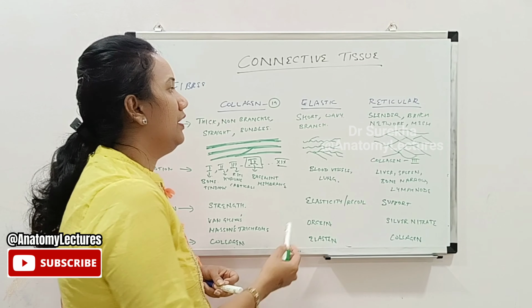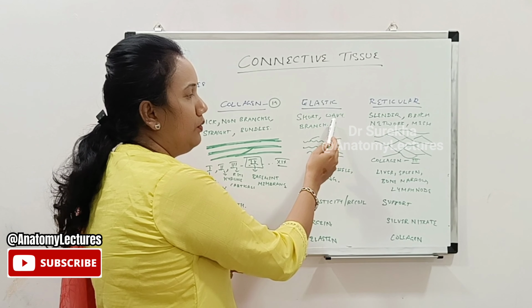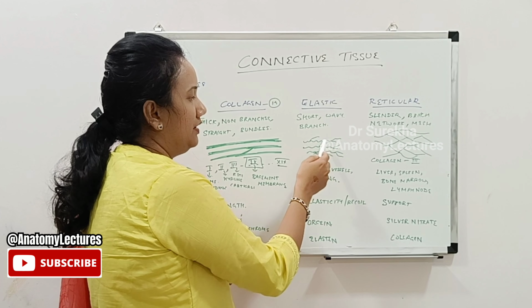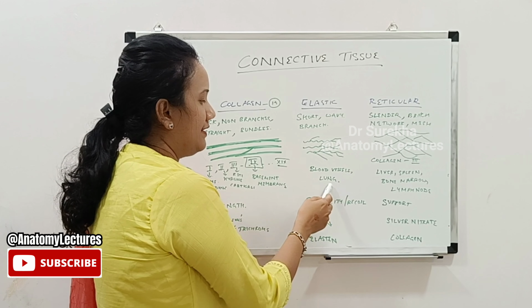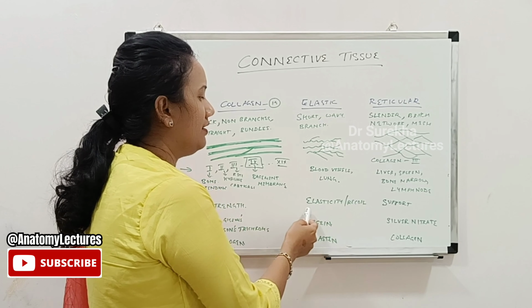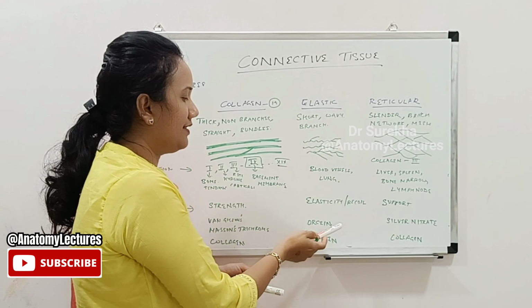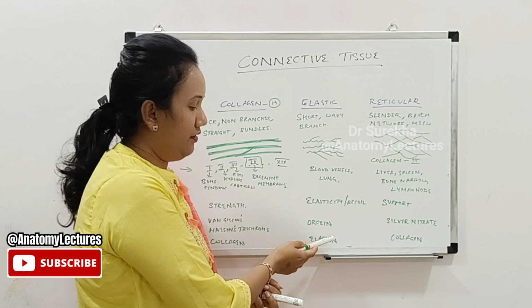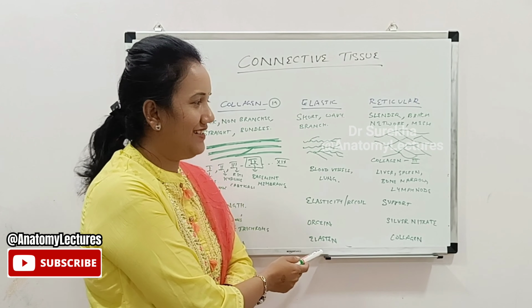Coming to the elastic fibers, they are short, wavy and they branch. These are present in the blood vessels and the lung. The main function is to provide elasticity and recoil. The special stain used here is orcein. And the protein present is called elastin.